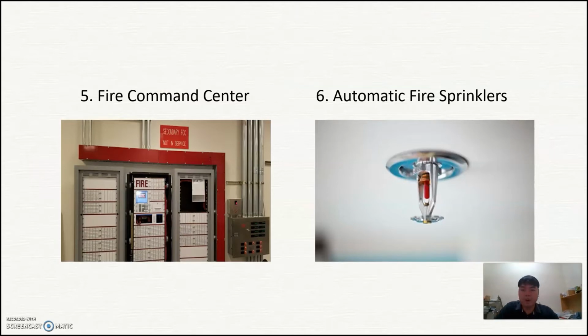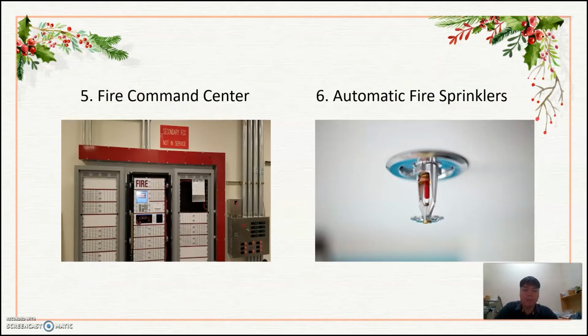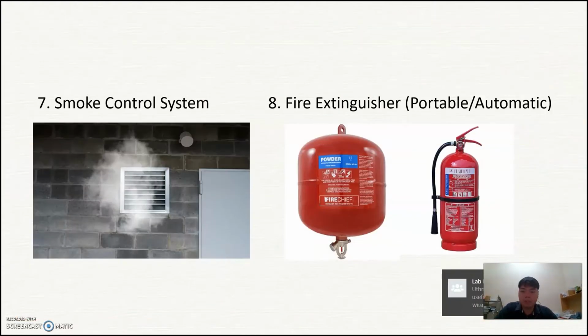Okay, the fifth is the fire command center. Then the sixth is the automatic fire sprinkler. The fire command center is important because the detector will send a signal to the fire command center, and the fire command center will locate the place where the fire has started. So the seventh is the smoke control system, and the eighth is fire extinguishers, which are categorized as portable or automatic.